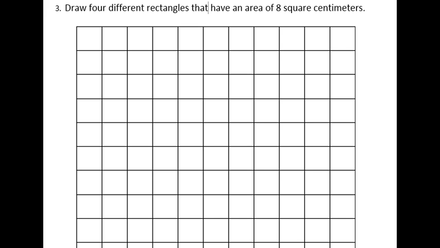In this section, I'm asked to draw 4 different rectangles that have an area of 8 square centimeters. I'm going to start with a fairly easy rectangle, showing just 1 row of 8 squares. I'm going to put X's in my squares just so I can count and make sure that I have 8. If I draw a box around this, then this is 1 rectangle that has an area of 8 square centimeters.